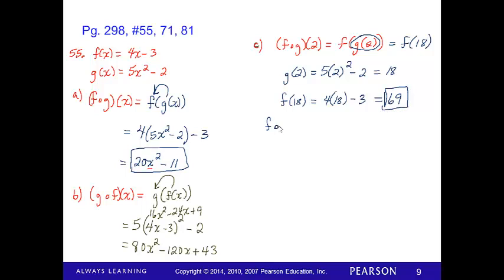So let's check it. f∘g of 2 is equal to 20 times 2 squared minus 11, which is 69. So they match up. Alright, let's continue. Let's look at number 71. Now it wants us to find f∘g as well as the domain of f∘g.